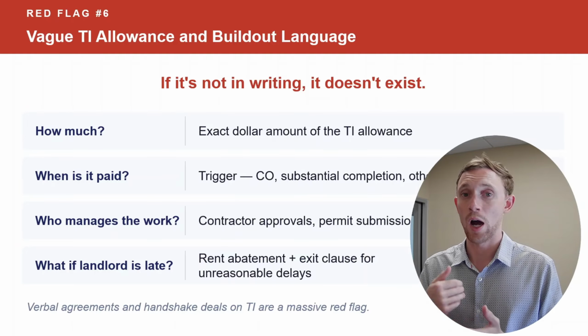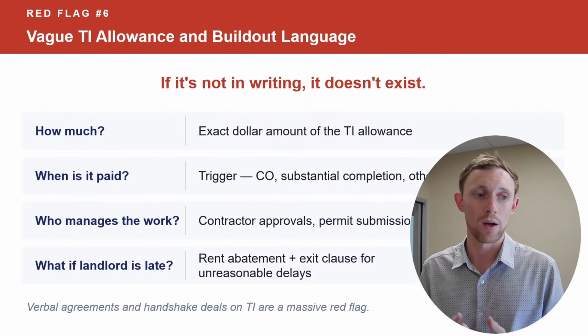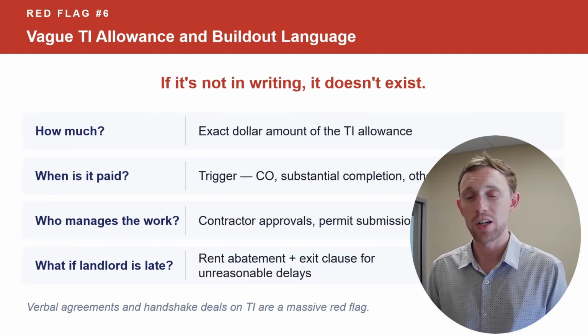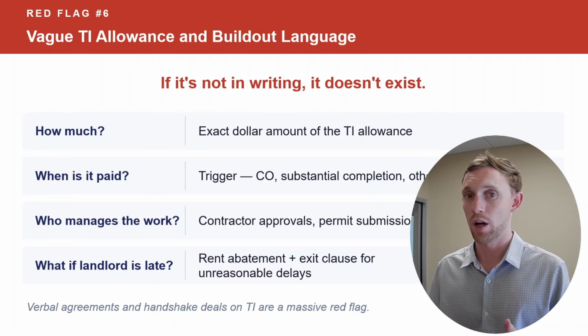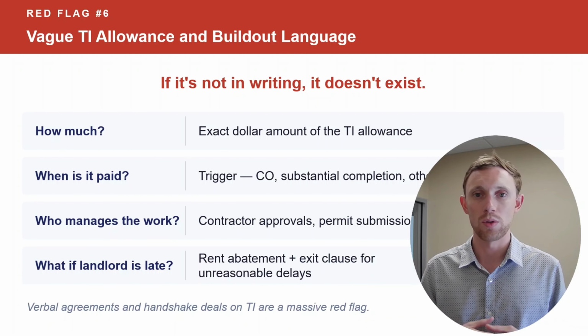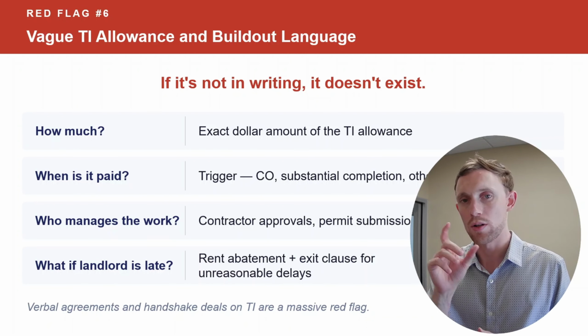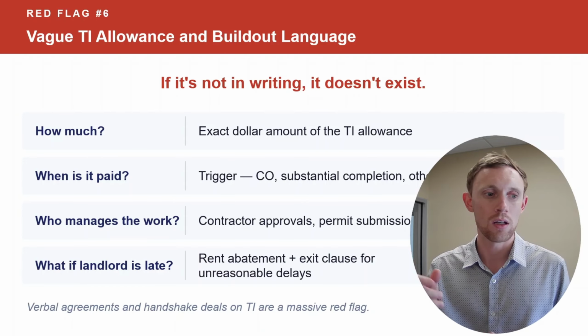So you need to understand how much, what are the dollar amounts of the TI allowance? When is that paid? Make it very clear. What's the trigger? Is it when you get the certificate of occupancy? Is it upon substantial completion? Is it when the contractor says it's done? Like, what triggers that TI allowance getting paid?